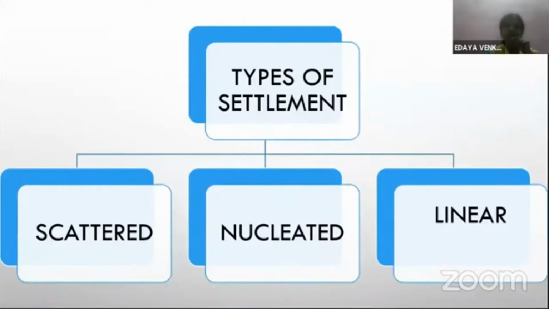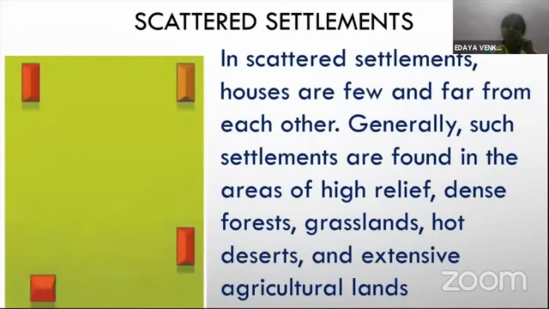So there are three types of settlements, that is scattered, nucleated and linear settlement. So let's learn in detail. Scattered settlements. As we have seen in the previous picture, in scattered settlement, houses are few and far away from each other. You can see this from the picture also. This picture is there in your textbook too. Am I right? So here you can see there is a lot of distance between the houses.